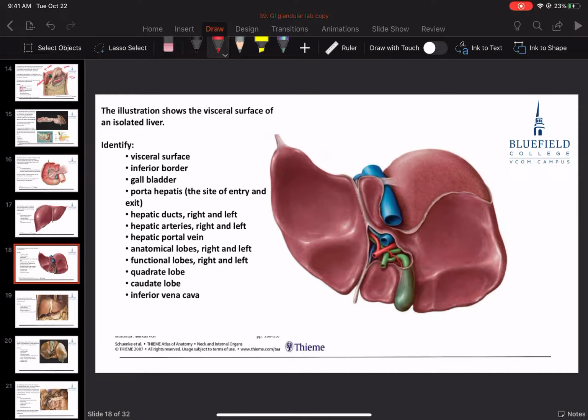Cystic duct. So this portion of the green duct right here would be bile duct. No, that's common bile duct. Yeah. I think the trend these days is to just call it bile duct.